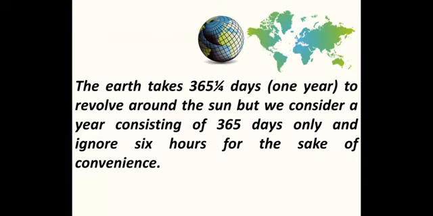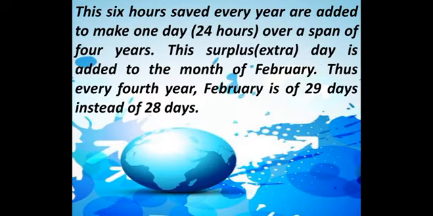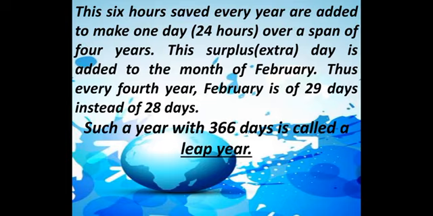The earth takes 365 1/4 days, that is 1 year, to revolve around the sun. But we consider a year consisting of 365 days only and ignore 6 hours for the sake of convenience. These 6 hours saved every year are added to make one day over a span of 4 years. This surplus day is added to the month of February. Thus, every fourth year, February has 29 days instead of 28 days. Such a year with 366 days is called a leap year.